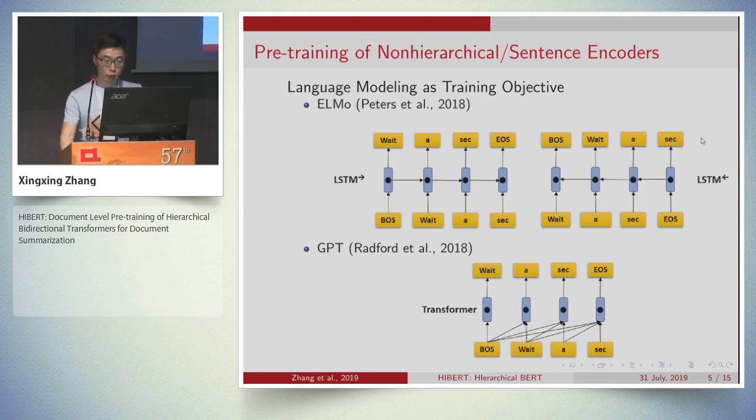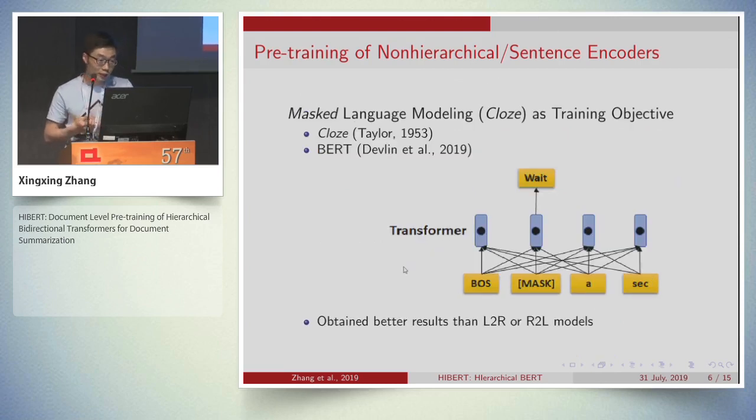Based on this observation, Devlin et al. proposed BERT, which is based on the masked language modeling training objective. The pre-training method works like this. For example, you have a sentence, wait a second. We randomly mask some of the words in this sentence, and then we feed the sentence with masks into a transformer model, and then predict the masked word, in this case, wait. By using the context from both directions, this kind of model can obtain better performance compared to left to right or right to left models.